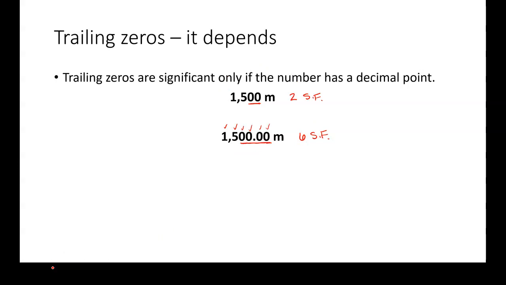So when we do our lab, for example, you will often have zeros after a decimal point because our analytical balances report, I think it's 3 digits after the decimal point.